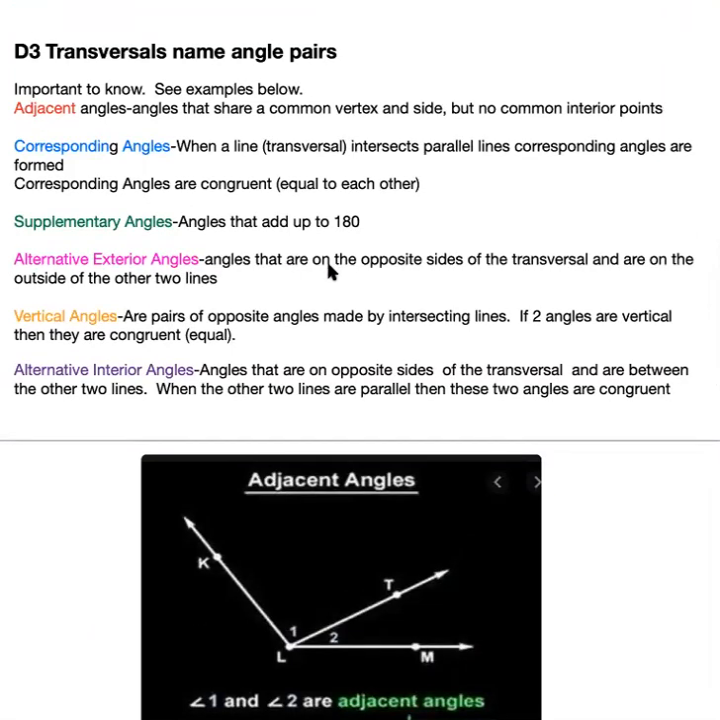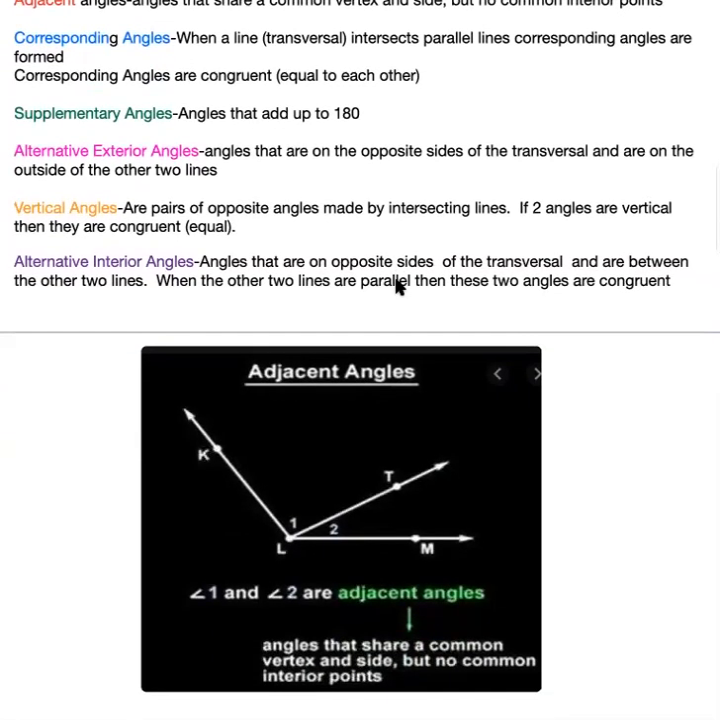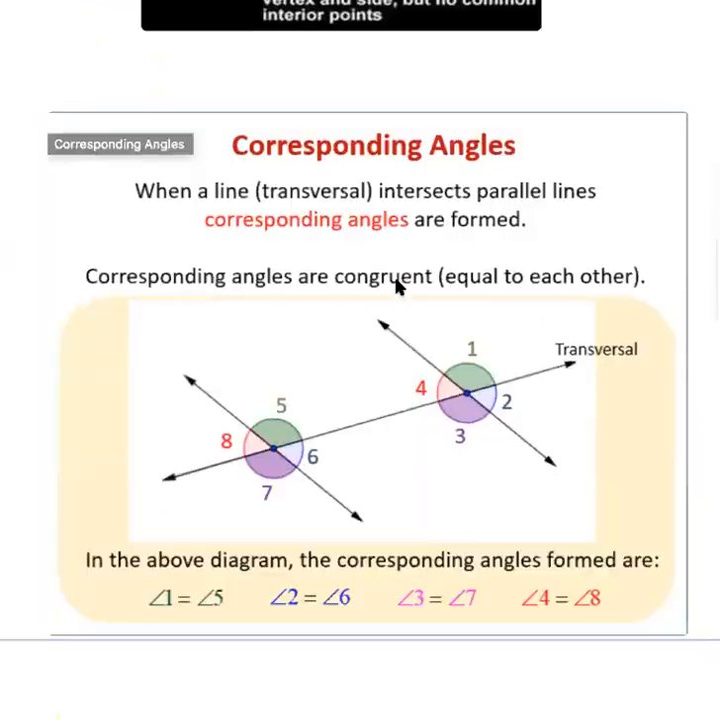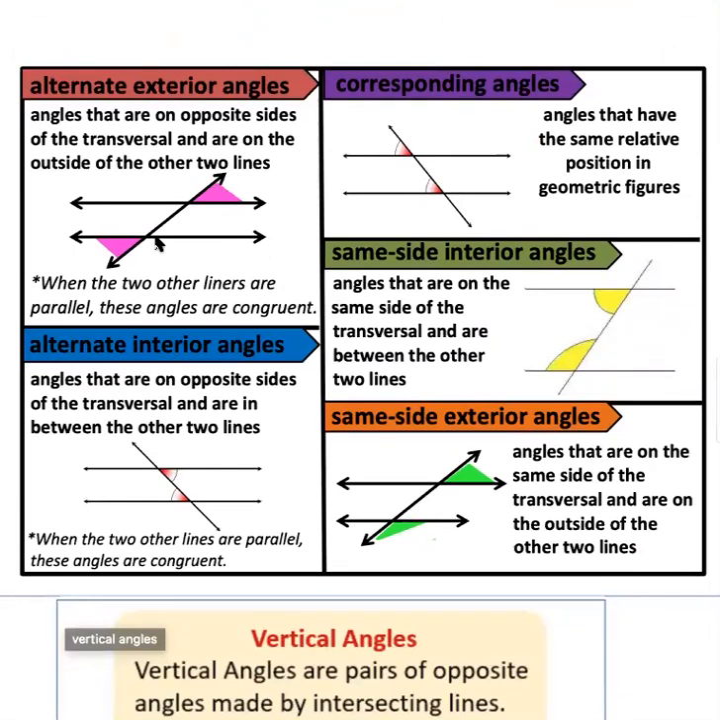Alternate exterior angles are angles that are on opposite sides of the transversal and are on the outside of the other two lines. That is an example here, below. So, angles that are on opposite sides: the two pink angles here are on opposite sides of the transversal, and they're on the outsides of the other two lines. So this is on the far outside line here, and here, and as you can see, they look like they're going to be the same angle measurement as well.